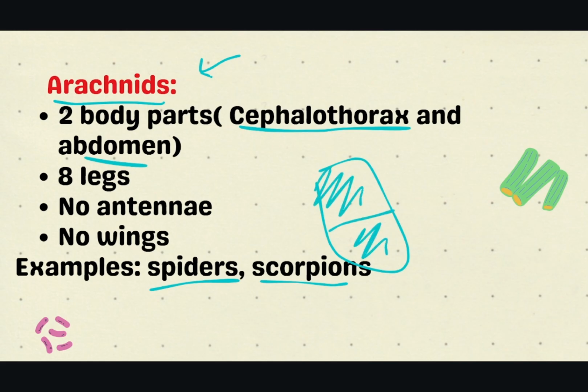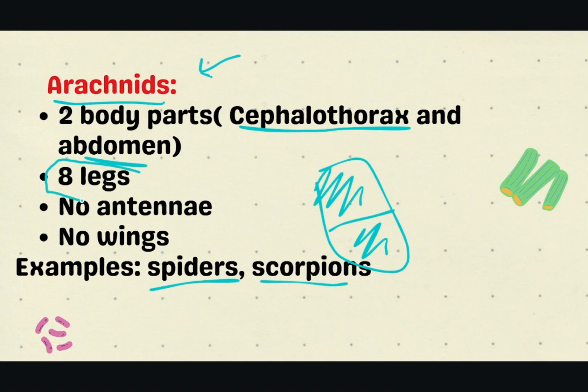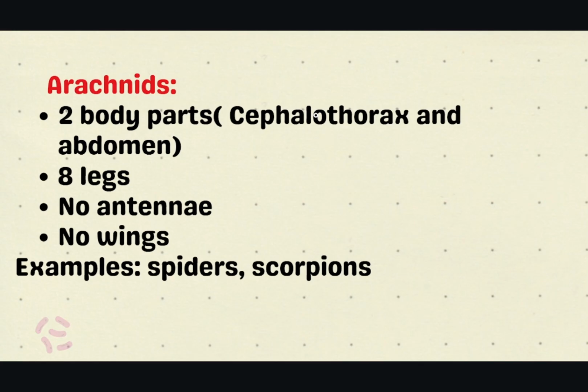And then again, we know that they have eight legs. So that means that they have about four pairs of jointed legs. They have no antenna, no wings. That's it. Very simple and easy to remember. All right. Just remember they have two main body parts: cephalothorax and abdomen, eight legs, no antenna, no wings, and the basic examples we all know: spiders and scorpions.